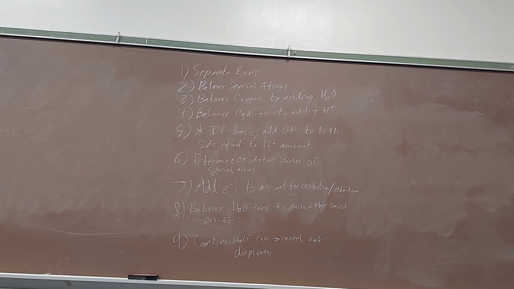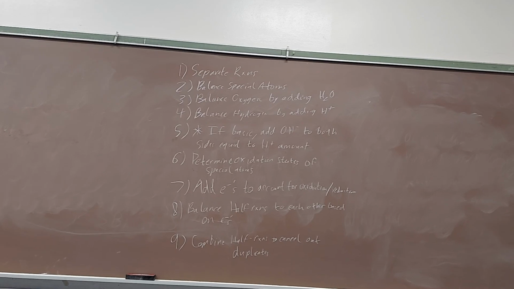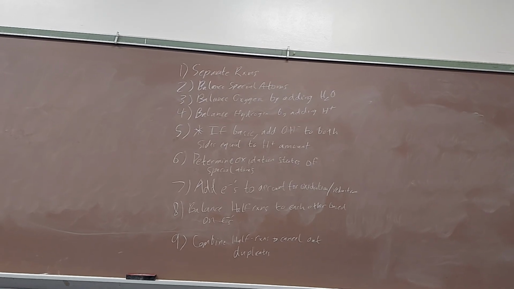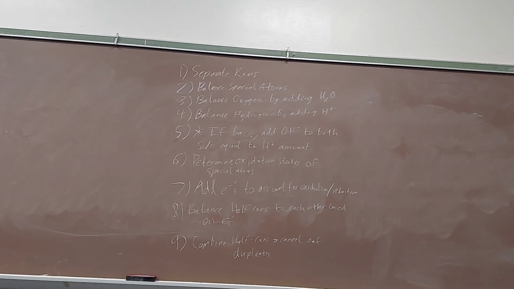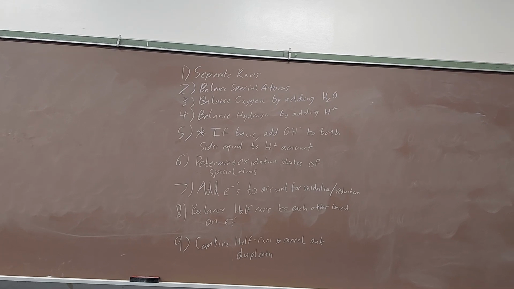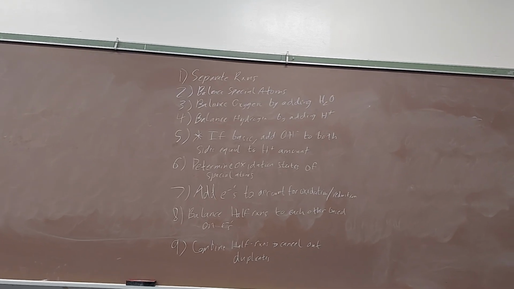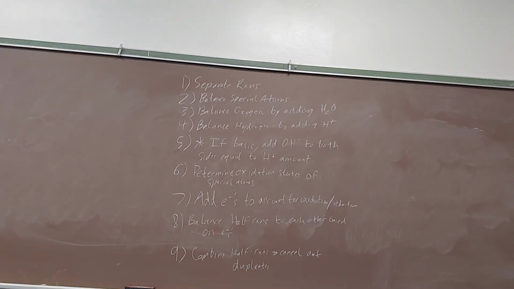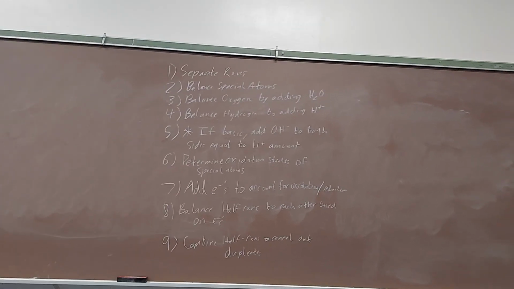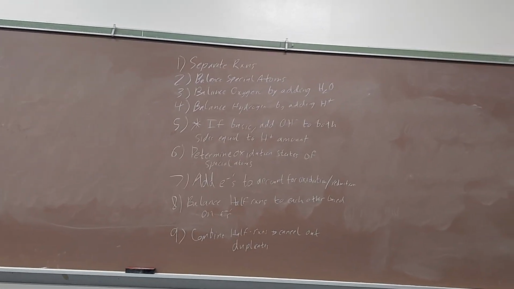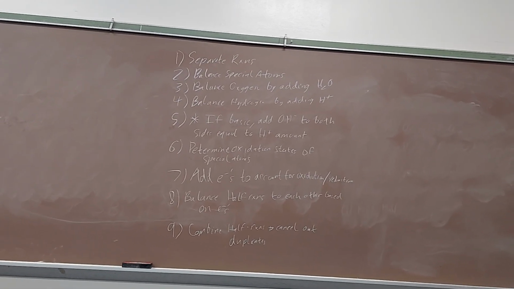Then we are going to balance oxygen by adding H2O. So whatever side doesn't have enough oxygen, we're going to add H2O until the number of oxygens are equal. Next, we're going to balance hydrogen by adding H+. So we had H's added in the H2O. We need to balance them, so we're just going to add H pluses to the other side.